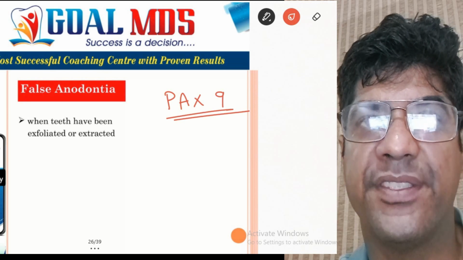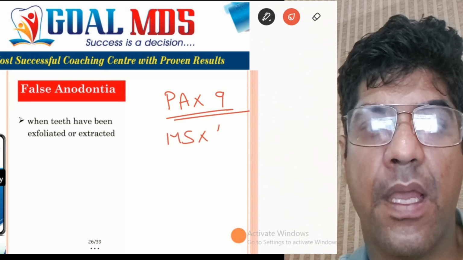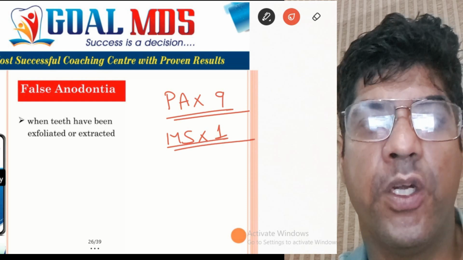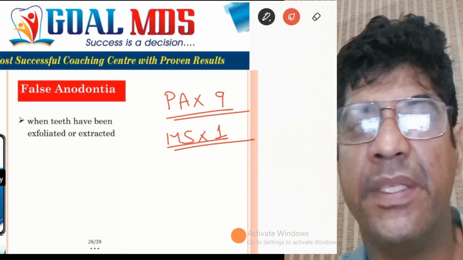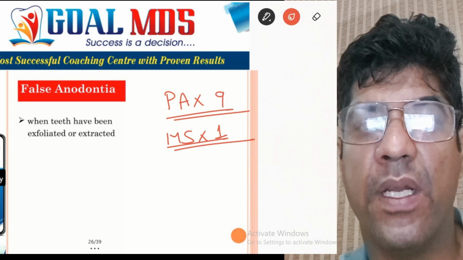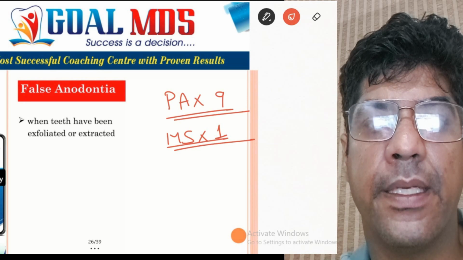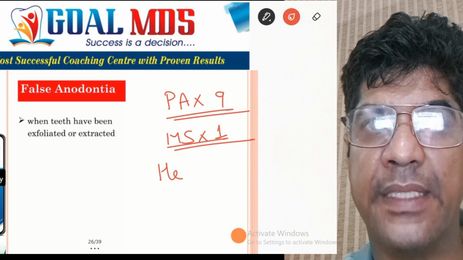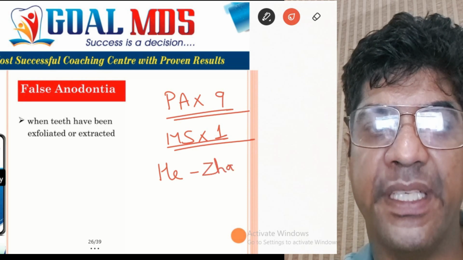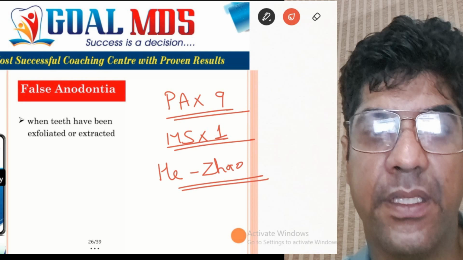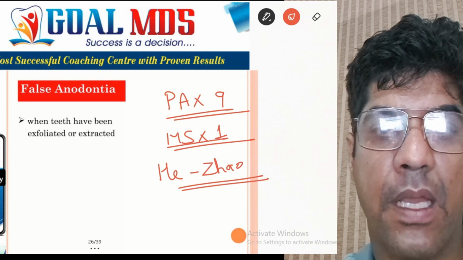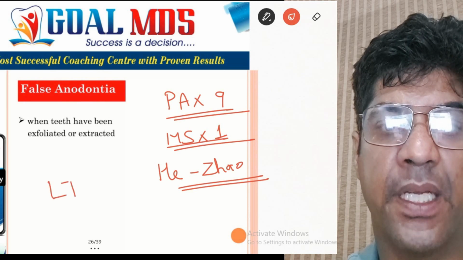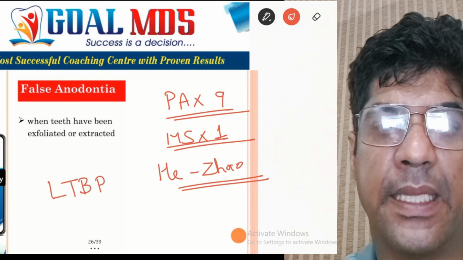Other is the MSX1 gene. It is affected in individuals that show front tooth loss. The most common missing teeth are the second premolars and third molars. Other is ZHAO deficiency, which affects the Chinese, and the gene that could be seen in Pakistani is the LTBP3 gene.